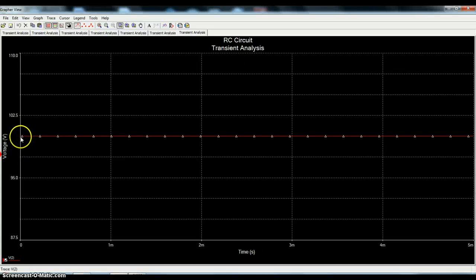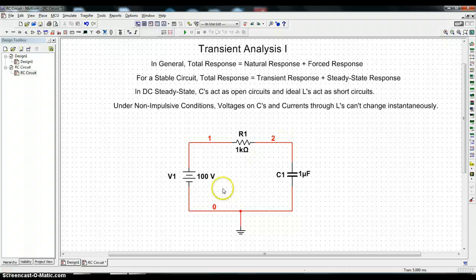And I won't try to extrapolate. I could change the scale where you can see this or actually measure the value, but I think your imagination can see that it's going to be about 100 volts because that is the steady state voltage across the capacitor. The problem was that I did not force the circuit to go through the transient phase.